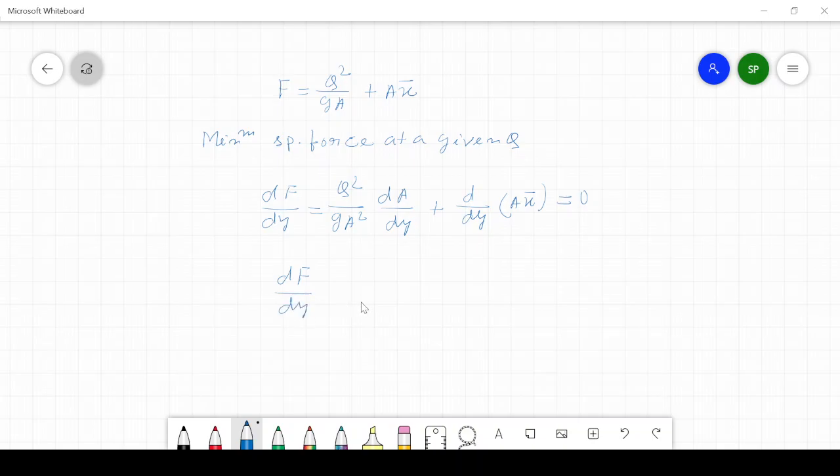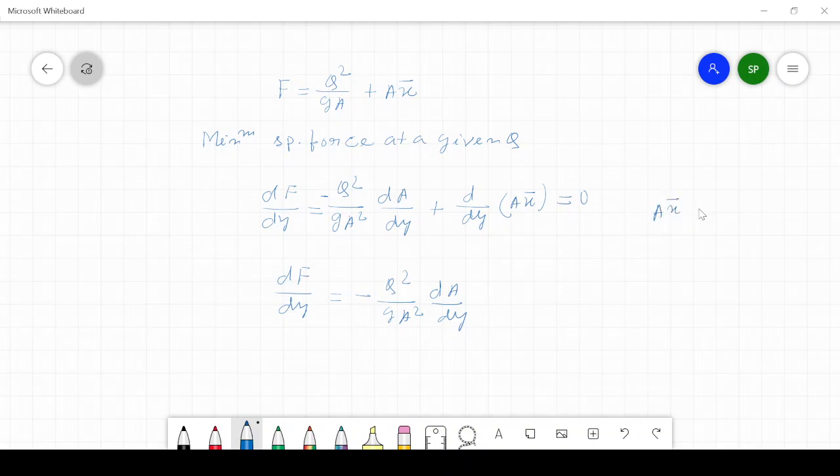dF by dy, minus, the minus term is here, Q square by gA square dA by dy. Now for this expression, see, this is A X bar.